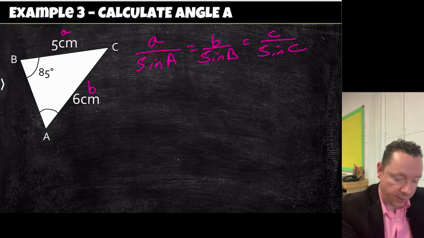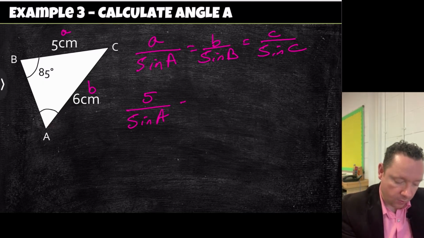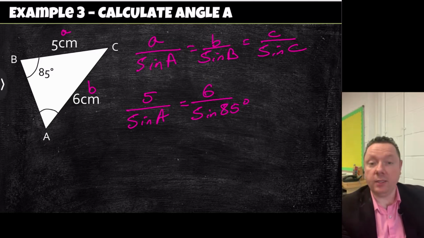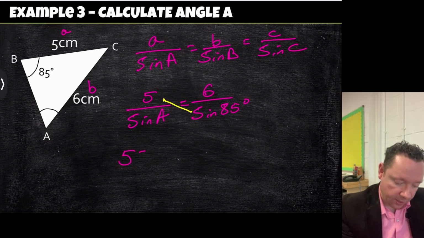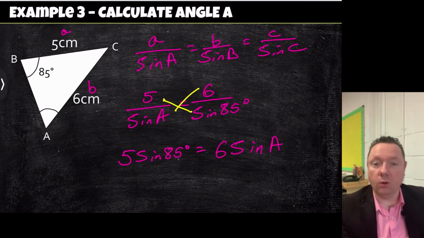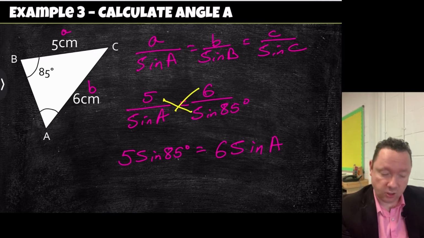Substitute in what we've got in terms of pairs. So we have got 5 over sine A, because we have to calculate angle A. 5 over sine A equals, and then the other pair we've got is 6 over sine 85. Rearrange the same way we did before, so top times bottom. I just write down 5 sine 85 equals top times bottom, 6 sine A. So now sine A is what we're going to work out instead of A, and then we're going to use the inverse sine in the calculator.